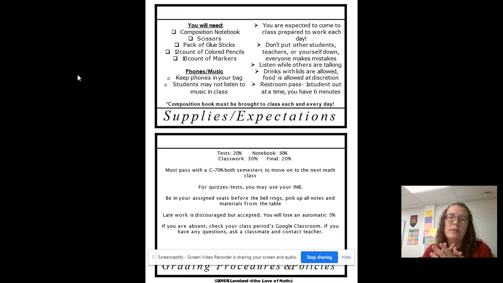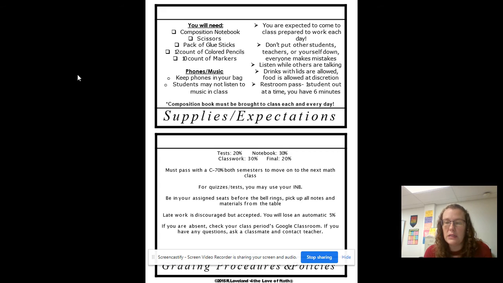You need to keep your phones in your pockets or backpacks during class time. When you're getting instructions, your phone needs to be completely put away. If we're working independently, you may listen to music. You're expected to come to class prepared to work every day. Don't put others down, teachers or yourself. Everyone makes mistakes. Listen while others are talking.